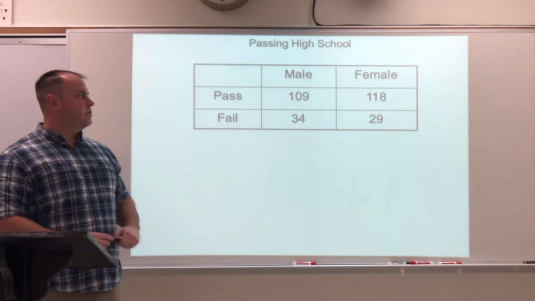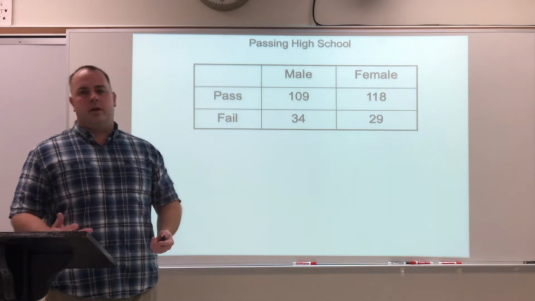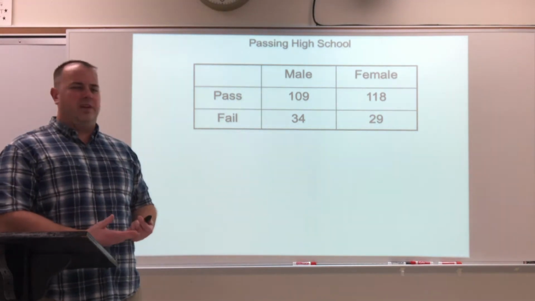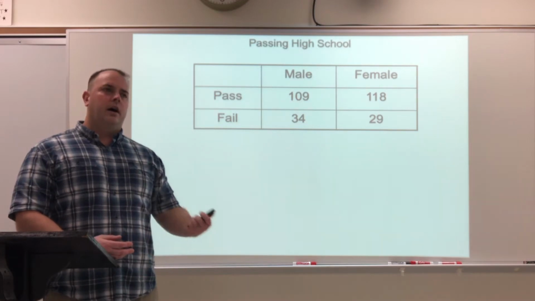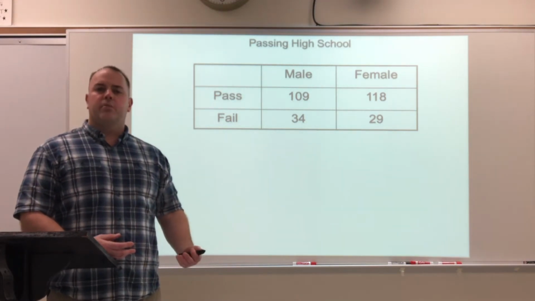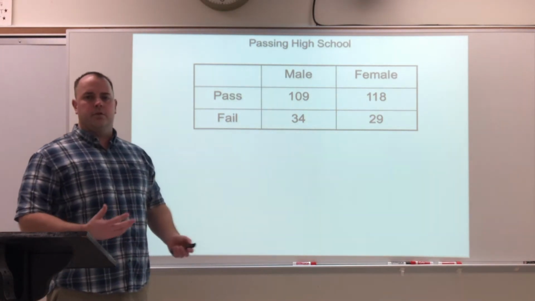Okay, we have passing high school, pass, fail, and then male and female. There's times where I'm expected to just be able to look at the table and use some common sense thinking about what our variables could be and what the table is showing us. So we're obviously looking at passing high school versus failing high school, and male versus female.